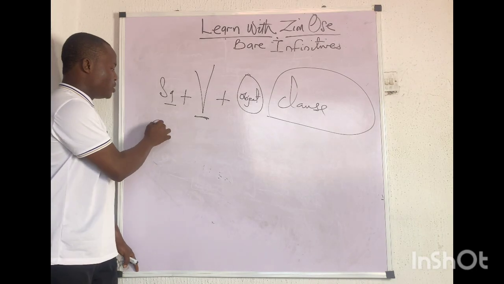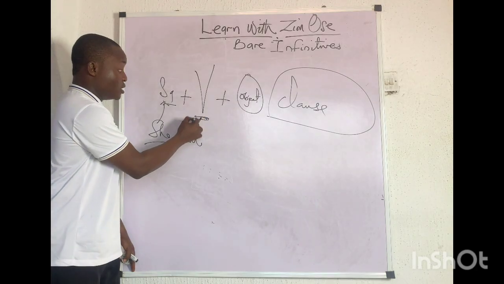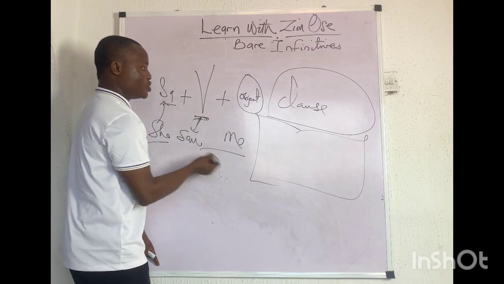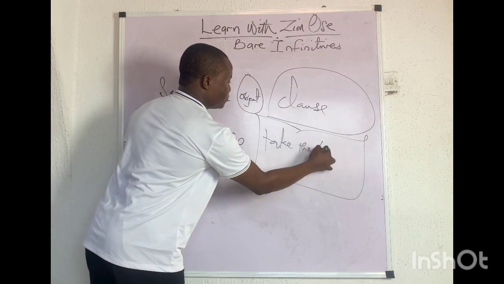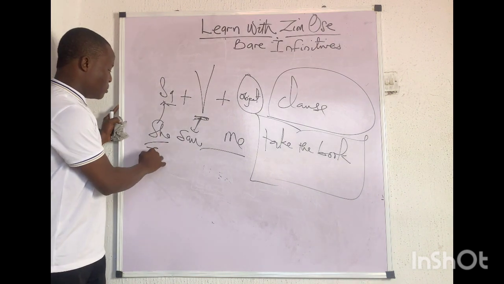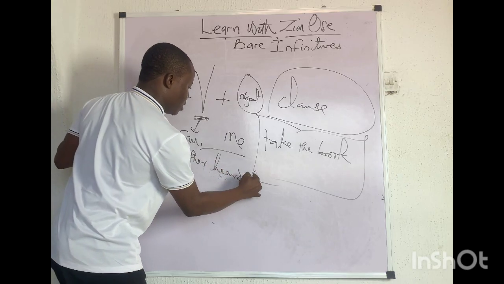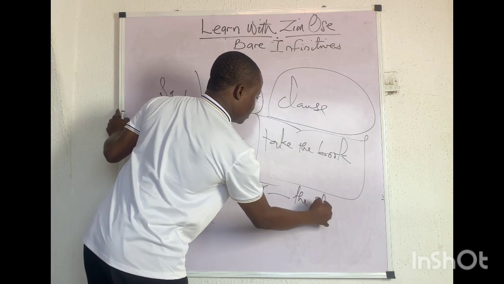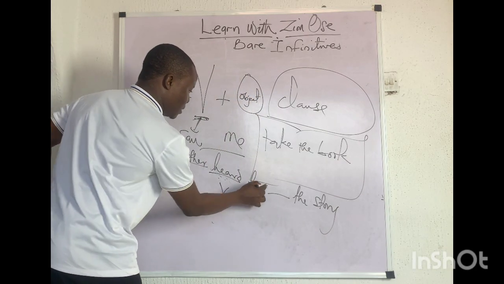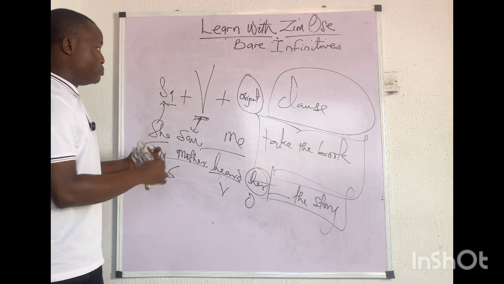For instance, "she saw": she is the subject, saw is the verb, me is the object. And then I have a clause here: she saw me take the book. Do you understand this concept? I could say, my mother heard her dash the story. So, of course, I have my mother as the subject, heard as the verb, her as the object, and this is a clause. That is when you have the bare infinitive.